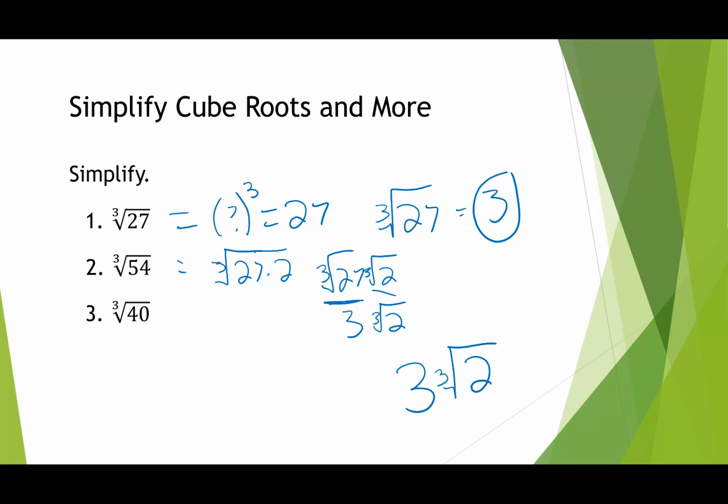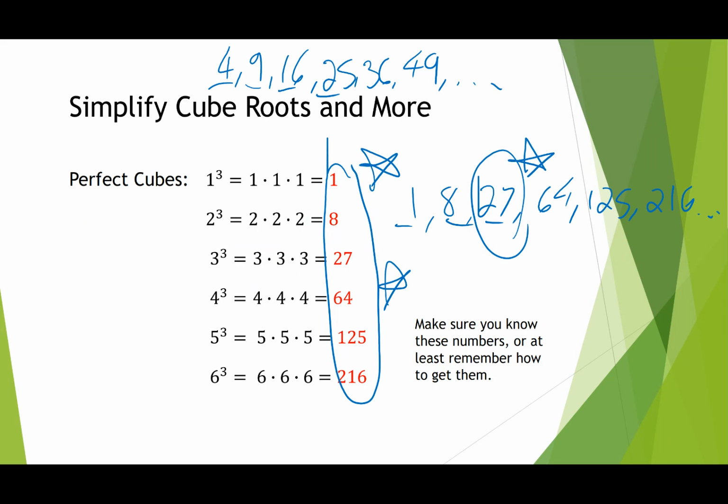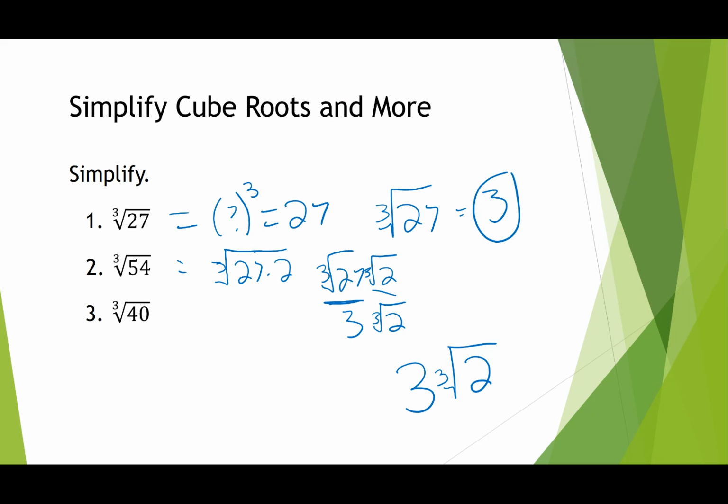And then cube root of 40. 40 is not a perfect cube, but 8 is a perfect cube, and it goes into 40. So this is the same as the cube root of 8 times, what is it, 5? Yeah. So we know the cube root of 8.